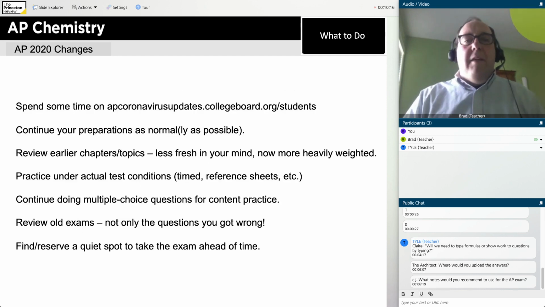Just a little bit of information and recommendation about how to prep for the exam. I already mentioned, take a look at the AP website to get the most up-to-date information, but mainly you want to be continuing your preparations about as normal. The format of the exam has changed, and some of the content has changed a little bit, but it's not going to really change in terms of what you've been doing thus far.